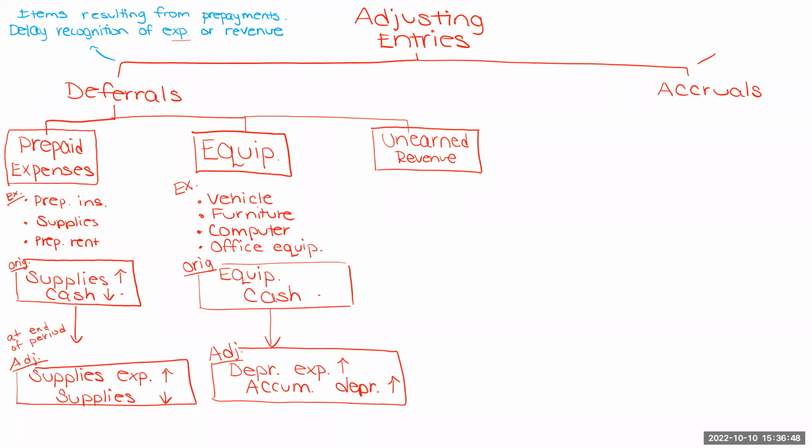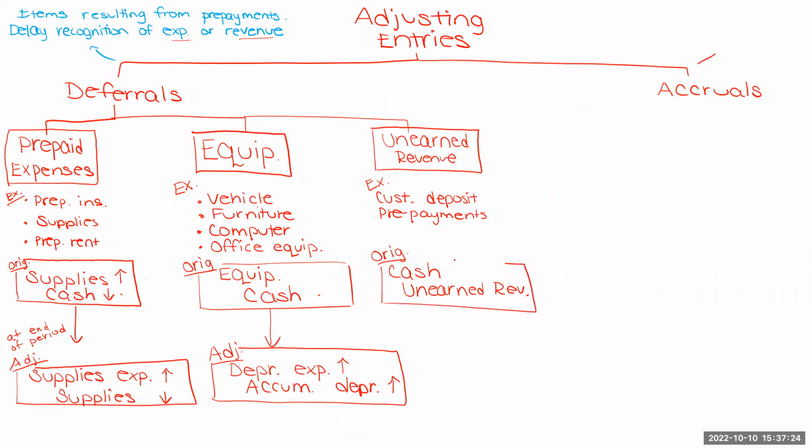Either the company prepays, or in the case of unearned revenue, which is sometimes called customer deposits or customer prepayments, here we actually receive the cash. So your original entry is receiving the cash, and we have to put it to a liability. Why? Because we have to delay recording the revenue until it's earned, to be in compliance with revenue recognition.